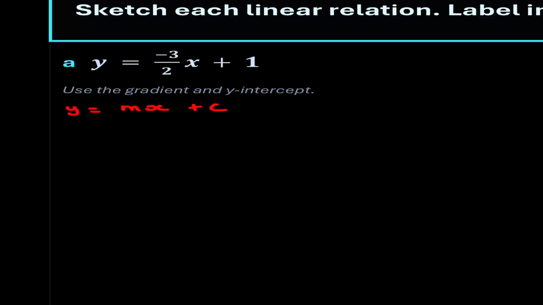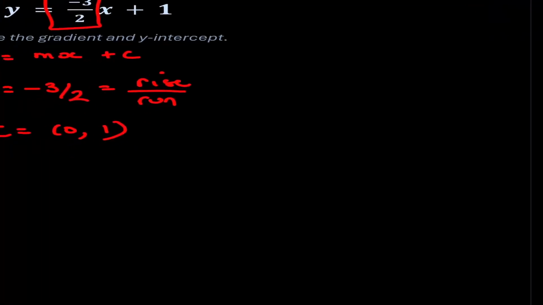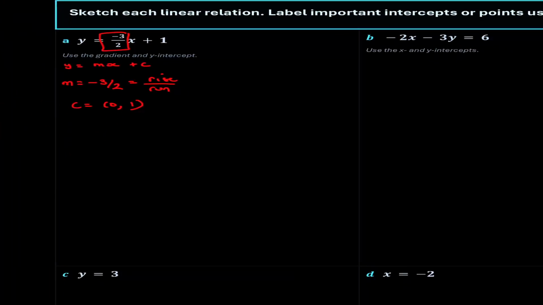This is done very well for us because it is in the form of y equals mx plus c. So m is -3 on 2. Remember, the gradient is just the rise divided by the run, and my y-intercept is 1. So in coordinate form, it is 0, 1. So I have everything I need to draw this graph. So let me draw my Cartesian plane.